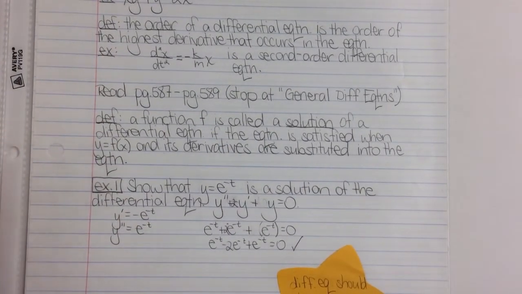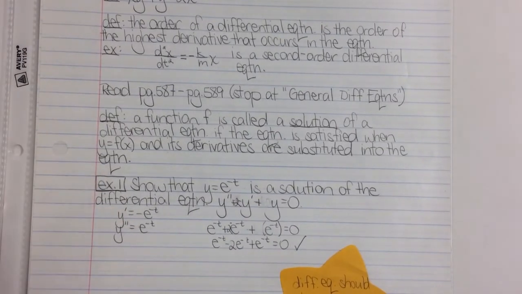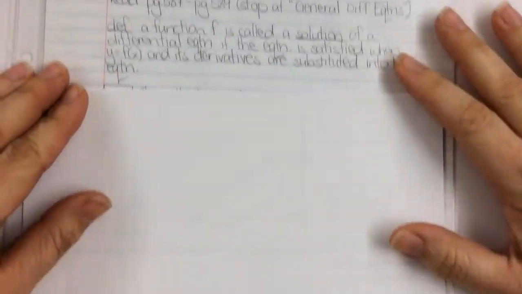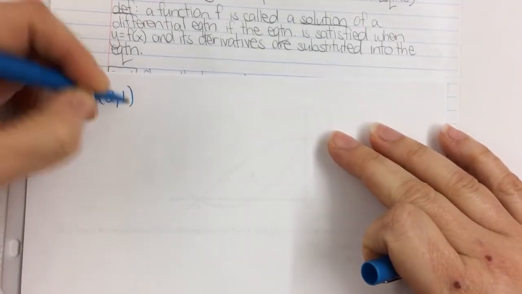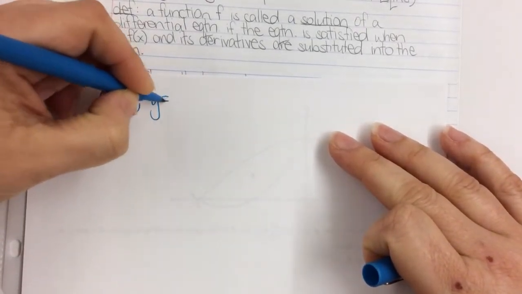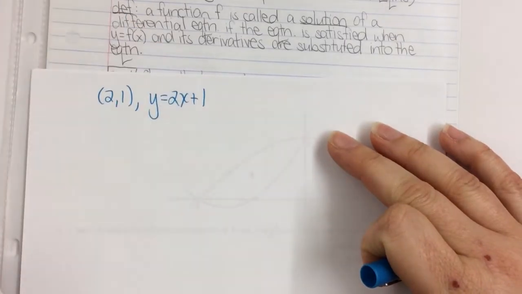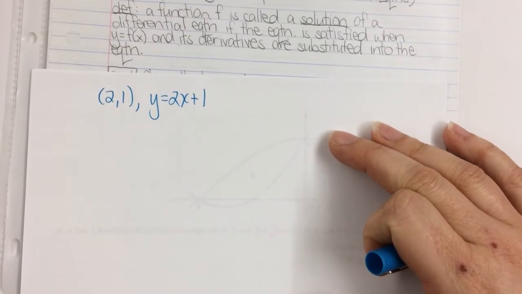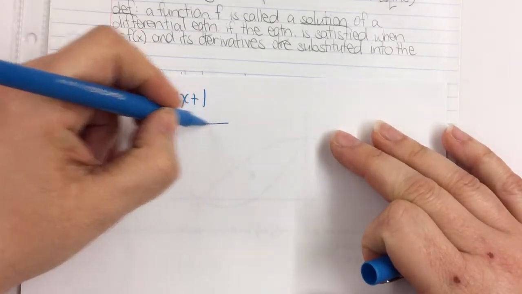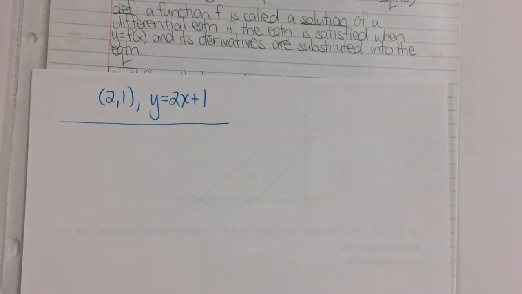A function is called a solution of a differential equation if the equation is satisfied when y equals f of x and its derivatives are substituted into the equation. So go back to Algebra 1. If we were in Algebra 1 and I asked you to check if (2, 1) is a solution to that equation, you would just take the x and y, plug them in, and see if the left side equals the right side. Well, that's what we're doing. It's just a little bit more complicated because we're not in Algebra 1 anymore.